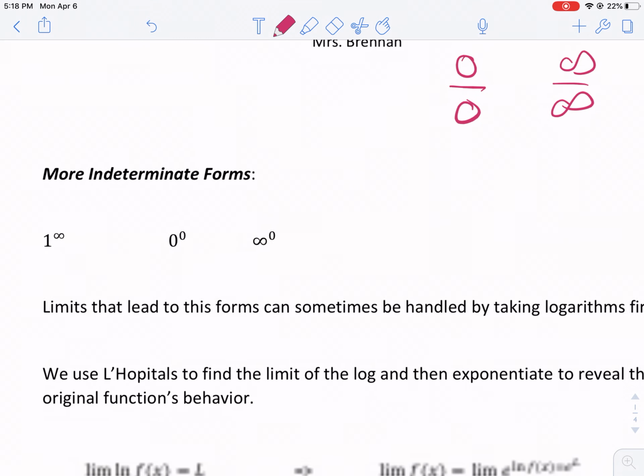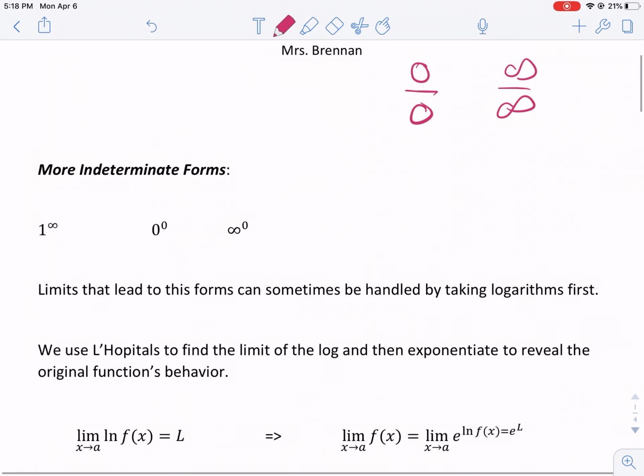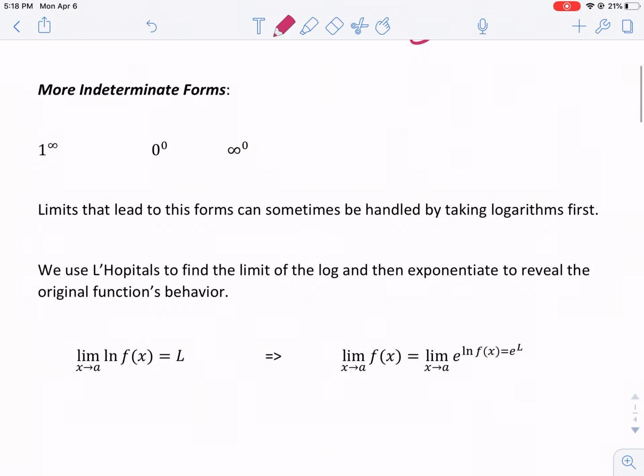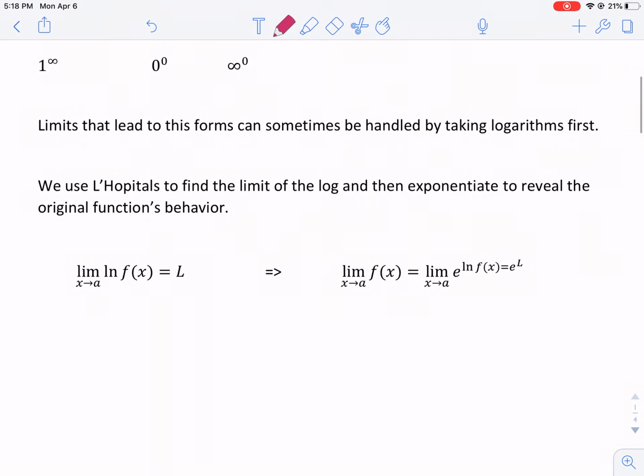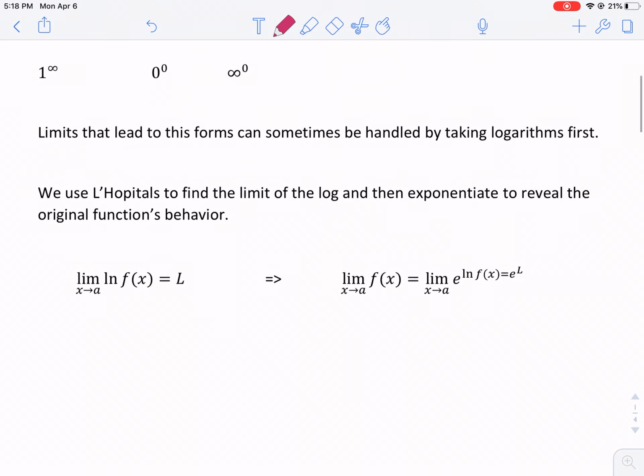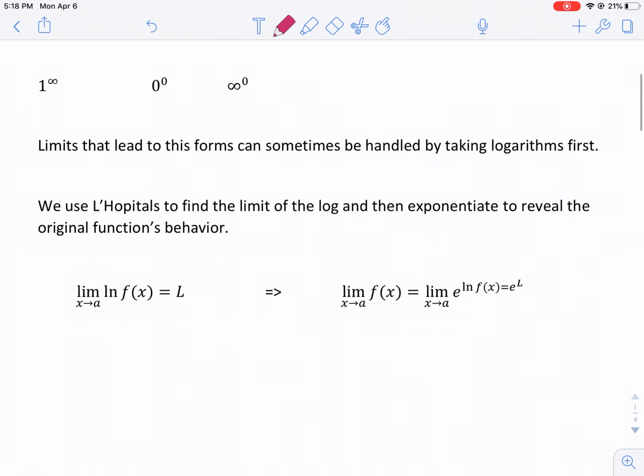So for example, 1 to the infinity, 0 to the power of 0, or infinity raised to the power of 0, all things that are indeterminate. And so we're going to try to use L'Hopital's. However, in order to do that, we need to take logs first, because you can see that each of these three indeterminate forms have exponents.